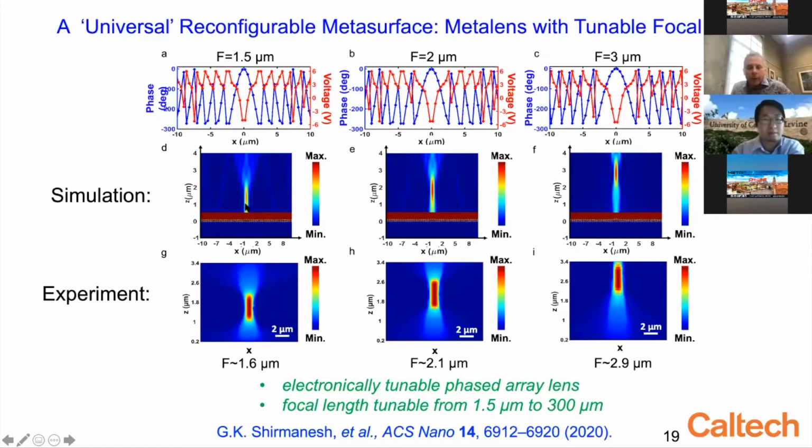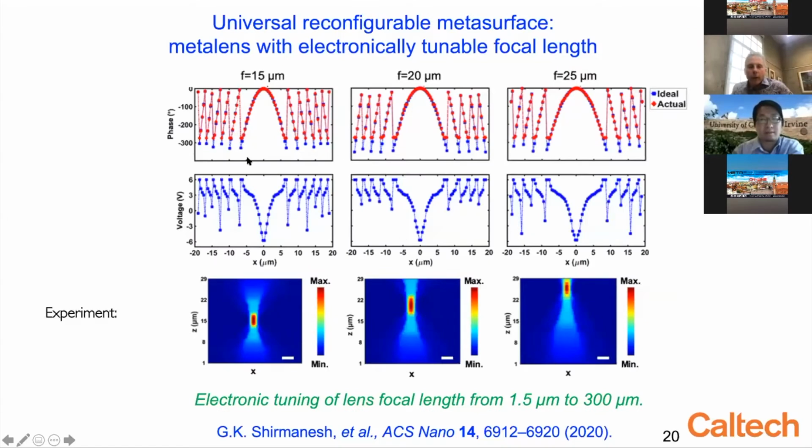This illustrates here both the full field simulation and the experimentally measured focal point, showing focusing very close to the lens. And of course, by opening up the curvature of this parabolic phase profile, I can now focus at greater distances, and this shows focusing out to about 25 microns, and we've been able to demonstrate focusing as far as 300 microns away from the metasurface aperture.